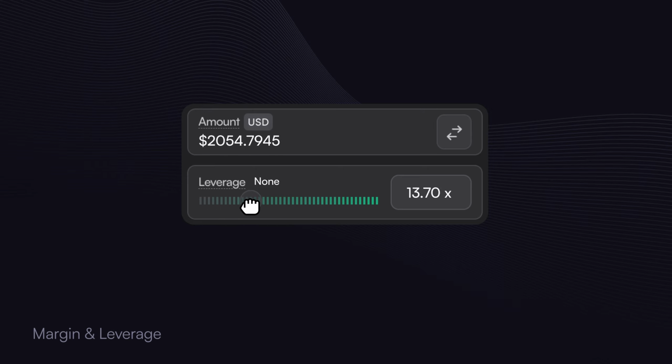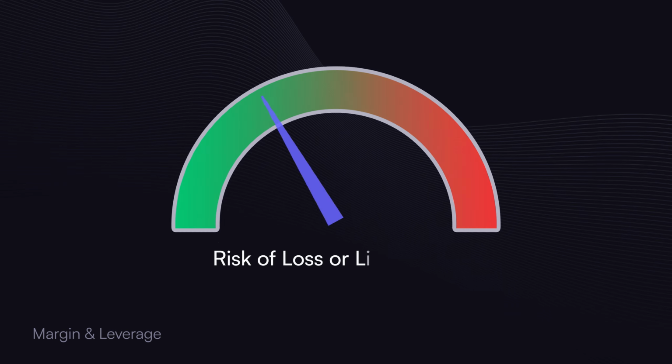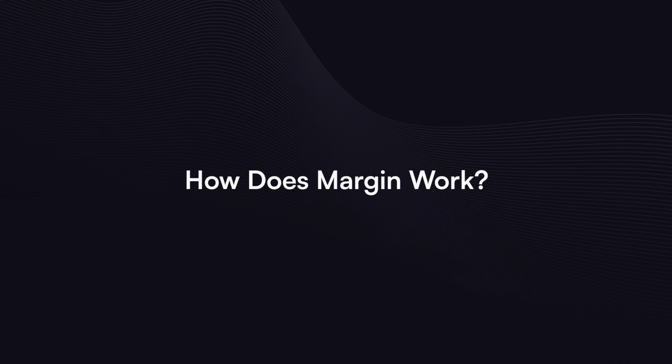Leverage allows you to amplify your market exposure without needing the full value of your position up front. And by using margin as collateral, leverage enables you to control larger positions. And while this can amplify potential profits, it also increases the risk of loss or liquidation if the market moves against you. So how does margin work?